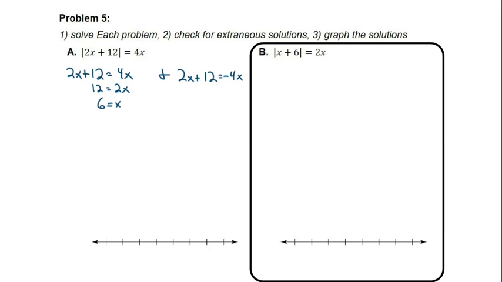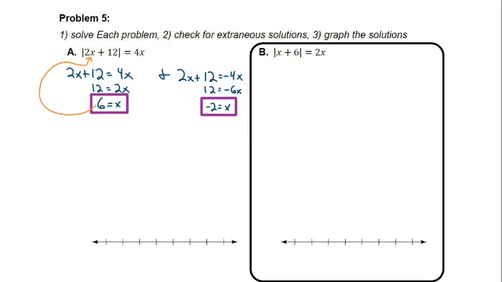So that's one of my solutions. I'm going to go ahead and box that. There we go. The same thing on this. I'm going to move the 2x over. 12 equals negative 6x. Divide by negative 6, x equals negative 2. That's my other answer. And so there are your two answers. To check to make sure they work, I'm simply going to take both of those and substitute them in for x, see if it works.